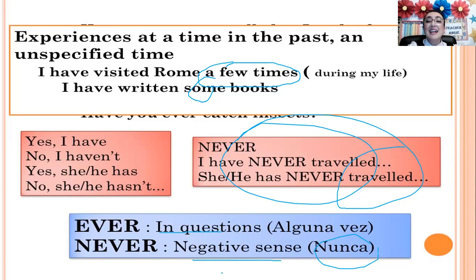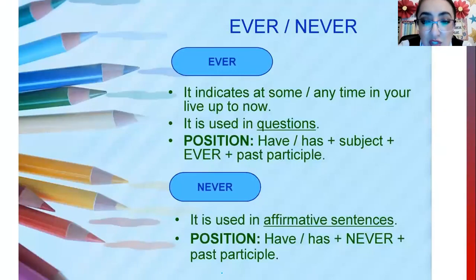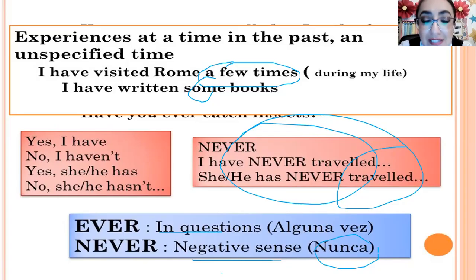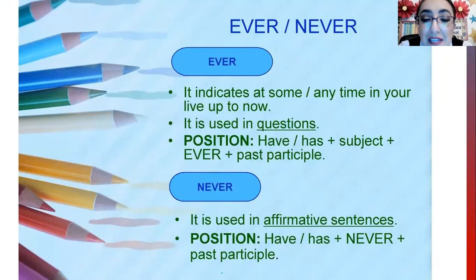No. That is how we are going to be making use of this ever and never. Ever, alguna vez, never, nunca. Ever en preguntas, never en afirmaciones. ¿Sale? I have never, no va a ir antes del verbo, siempre va después de nuestro verbito. Sale en oraciones, el never después del verbo y el ever después del sujeto.